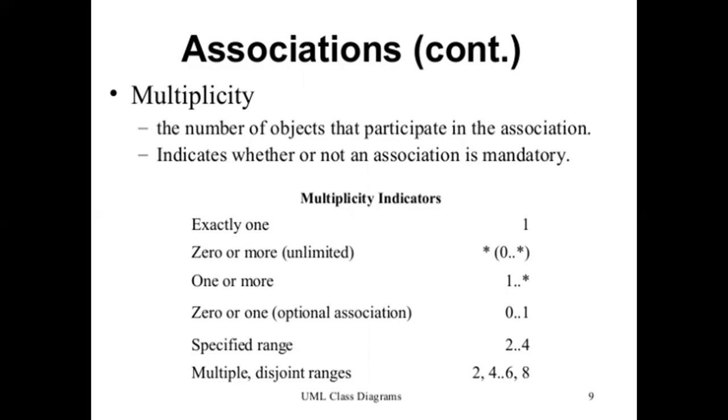Next, zero or one. Zero or one means suppose the person has a PAN number or has no PAN number, but can have only one PAN number. Next is specific range. The specific range means suppose the person has an even number of bank accounts, represented by 2, 4, 6. Suppose the maximum number of bank accounts is 100, it is represented by 2, 4, 6, 8 up to 98 or 100. Next, multiple disjoint ranges, that is 2, 4, 6, 8. It is what the association represents.